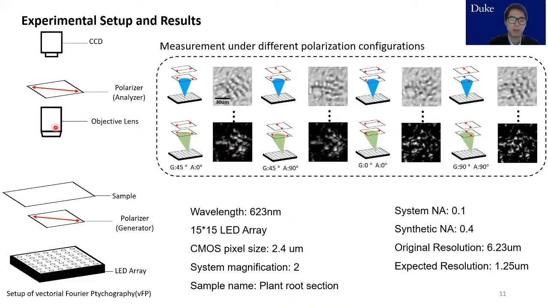Just to remind everyone, this is our setup. Under different measurement strategies, as we chose from the measurement strategy slide, we have a group of data under different LED illuminations. Our light is red light, and we are using a 15 by 15 LED array. All this information is here. Based on this setup, our synthetic NA is 0.4 and the original system aperture is 0.1, so we have almost five times resolution improvement.